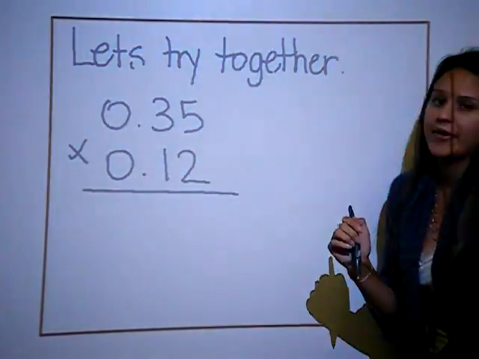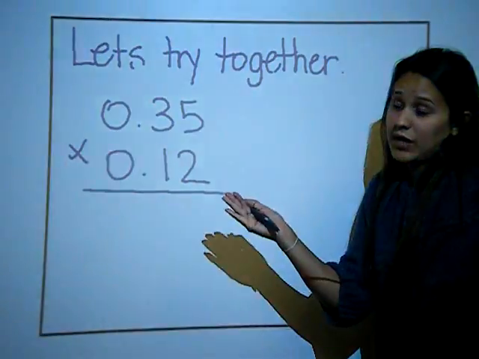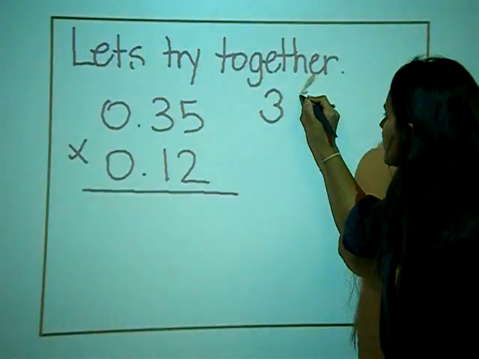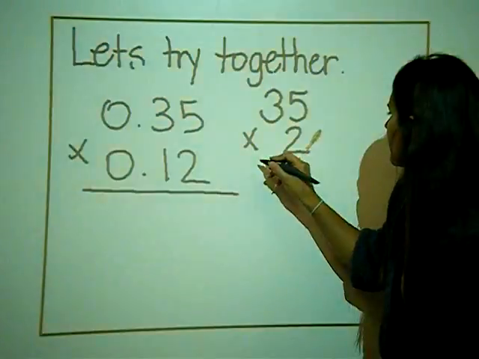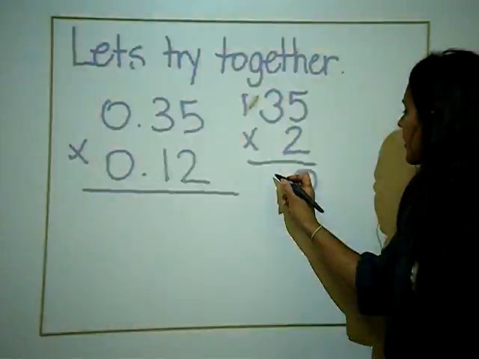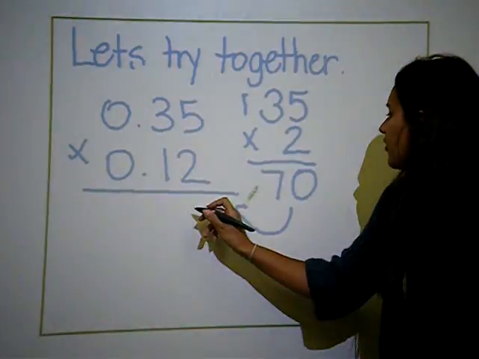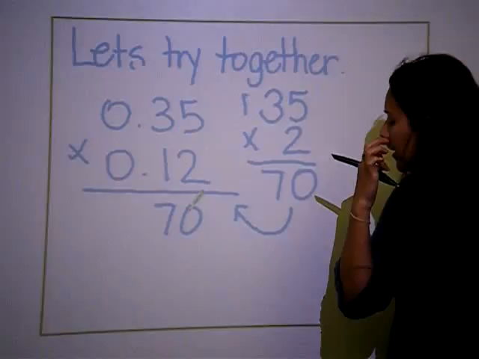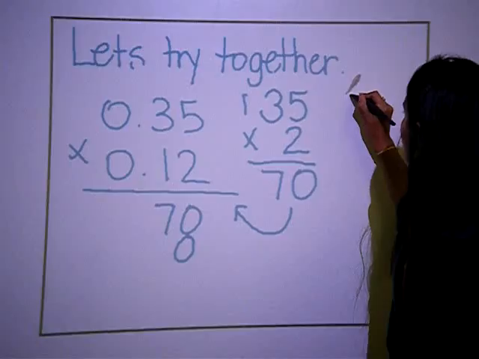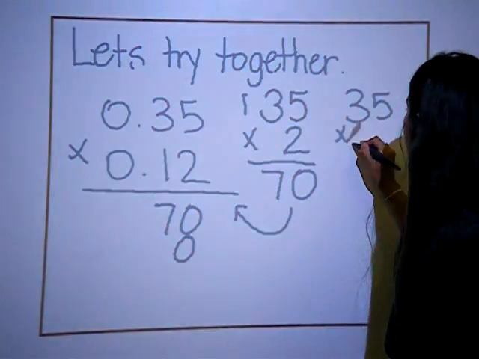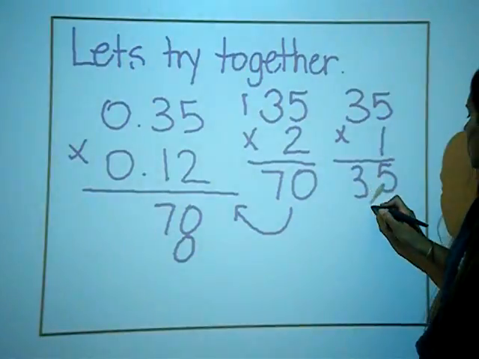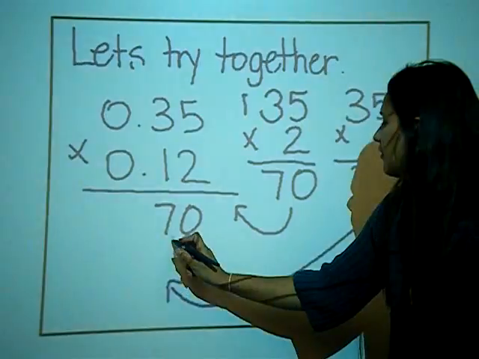So let's try one together. 3.5 times 1.2. I'm looking at 35 times 12 because I'm ignoring the decimal there. So we're going to start with our ones and do 35 times 2. 5 times 2 is 10. 3 times 2 is 6 plus 1 is 7. And we're going to bring our number over. You're going to put in your placeholder, that's the important part, and now you're going to multiply the tens. So you're going to take your top number 35 times 1. 5 times 1 is 5. 3 times 1 is 3, giving you 35. So bring that number over.